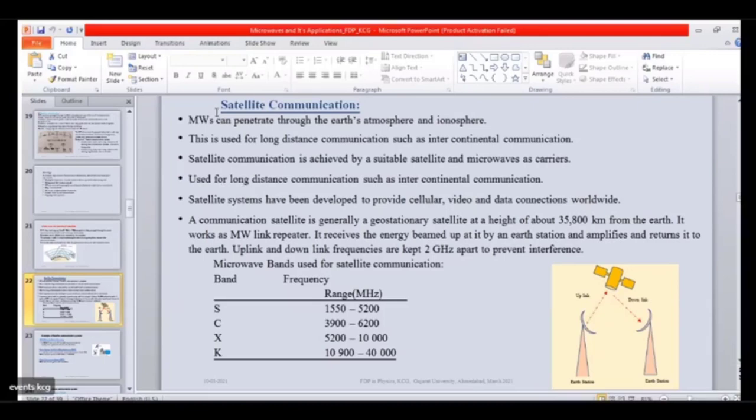Okay, so this is there. Satellite communication is possible because of the microwaves, right? And why are microwaves used? Because microwaves can pass through the ionospheric layer of the Earth atmosphere.